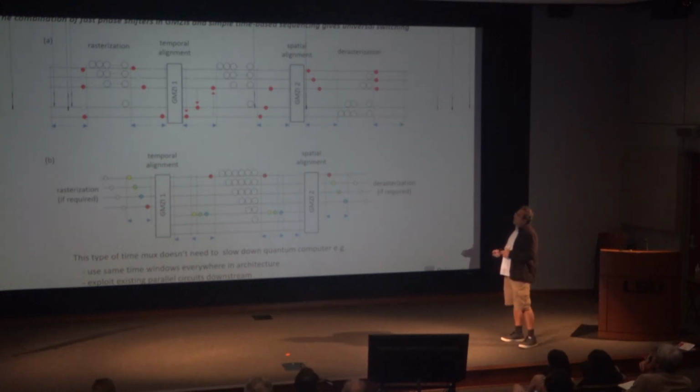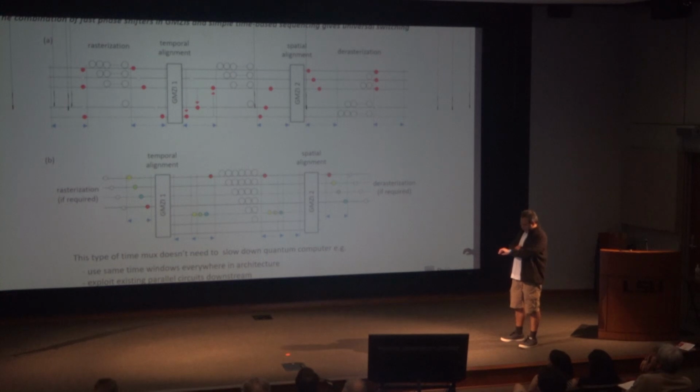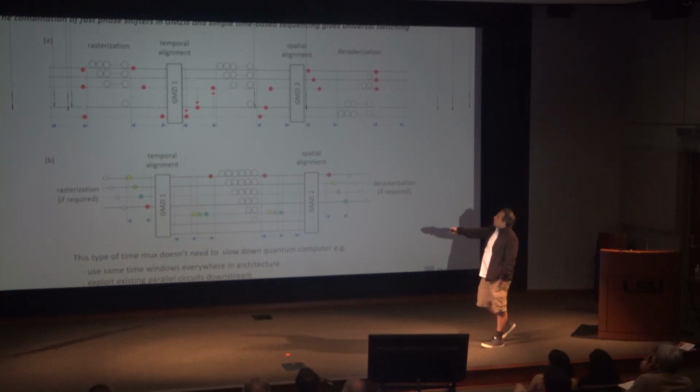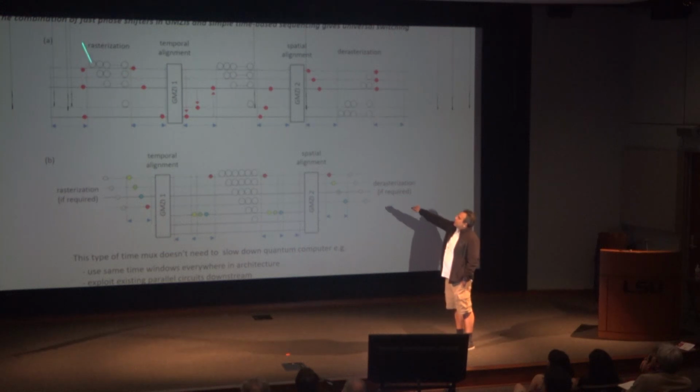And so this example is called rastering, and it's a form of time multiplexing. The way it works is, you can consider that I have a bunch of inputs here. So here are some input time bins, space time bins. Some are occupied, some are not.